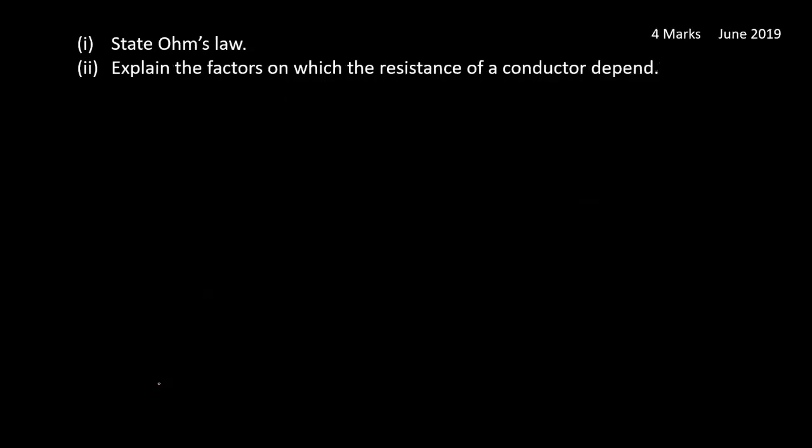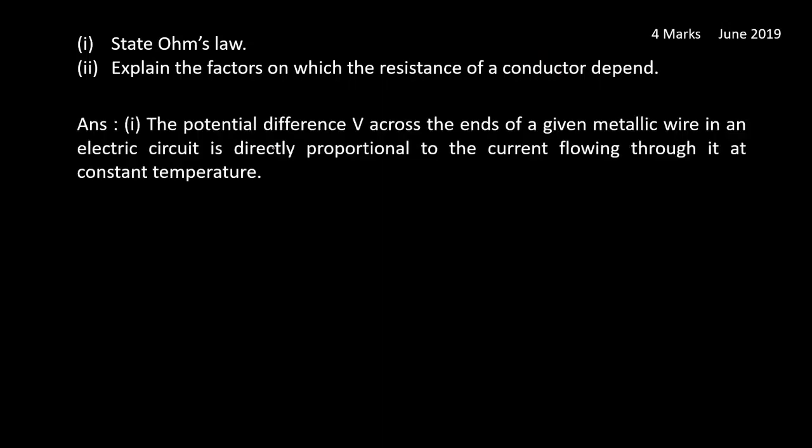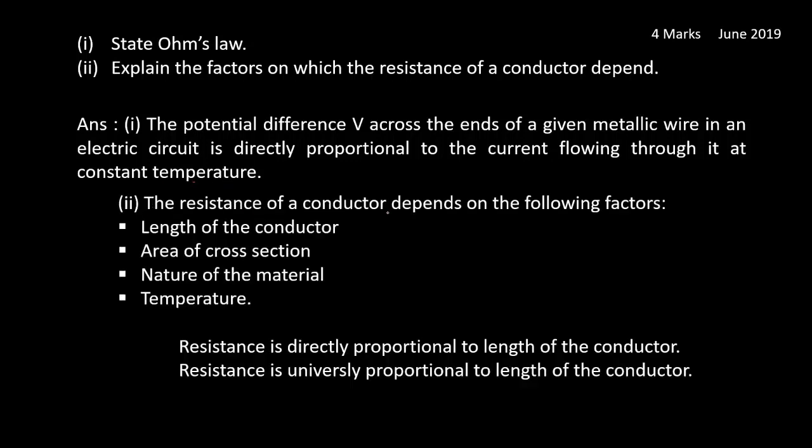The second question is state Ohm's law. Explain the factors on which the resistance of a conductor depends. Answer is the potential difference V across the ends of a given metallic wire in an electric circuit is directly proportional to the current flowing through it at constant temperature. The resistance of a conductor depends on the following factors: length of the conductor, area of cross section, nature of the material, and temperature.